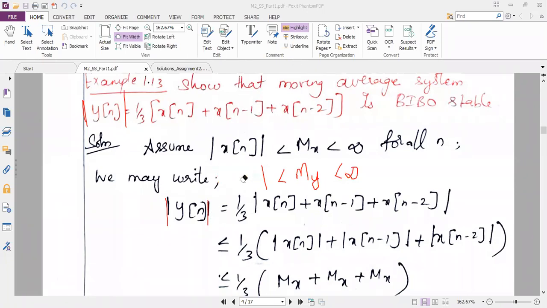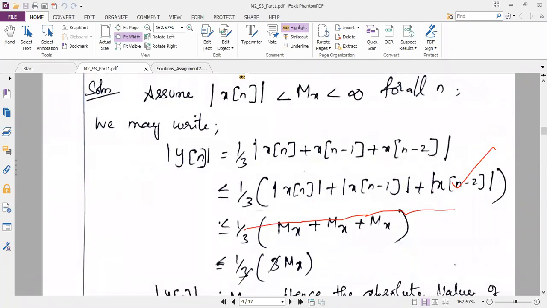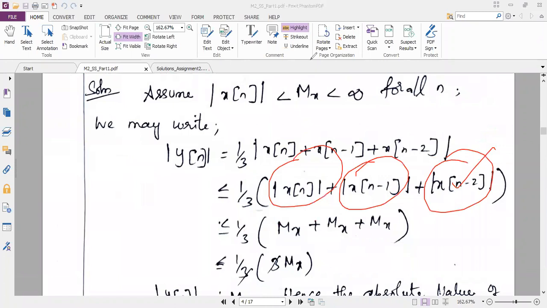Just writing the magnitude symbol for the y of n expression in the question, I will get the magnitude of y of n. So here, 1 by 3 times the magnitude of x of n plus x of n minus 1 plus x of n minus 2. Later on, we take the magnitude of each term within the bracket. We are just splitting the magnitude: magnitude of x of n plus magnitude of x of n minus 1 plus magnitude of x of n minus 2. Now, once we have written this, we can start the condition.